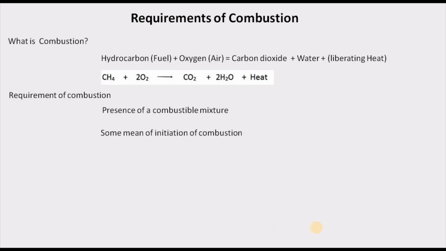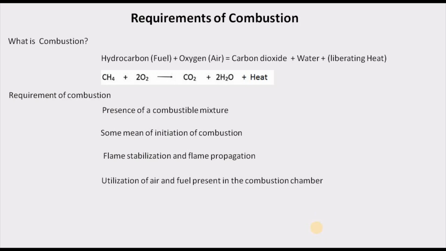The next requirement is to have some means of initiation of combustion. It is not sufficient that the mixture is there, it should be able to be burned. To ensure that it is going to burn, there should be some method of igniting it, and that is where we have what we call a spark plug. Now this mixture, which has started burning and converted into flame, has to be stabilized. We need to ensure that the flame starts, stabilizes, and propagates throughout the combustion chamber in a very uniform manner. So that has to be there.